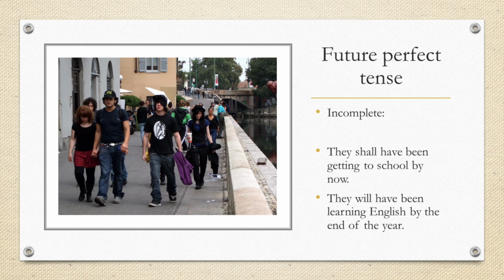I hope you can tell the difference, because these sentences are correct. I can say they could be getting to school by now, or they should be getting to school by now, or I can say they shall have been getting to school by now. The two of them mean basically the same. And the other example is they will have been learning English by the end of the year. It's something that I am certain of, but in this case, since I'm using the progressive tense, it's an incomplete action, and I'm not 100% sure that it's going to take place.